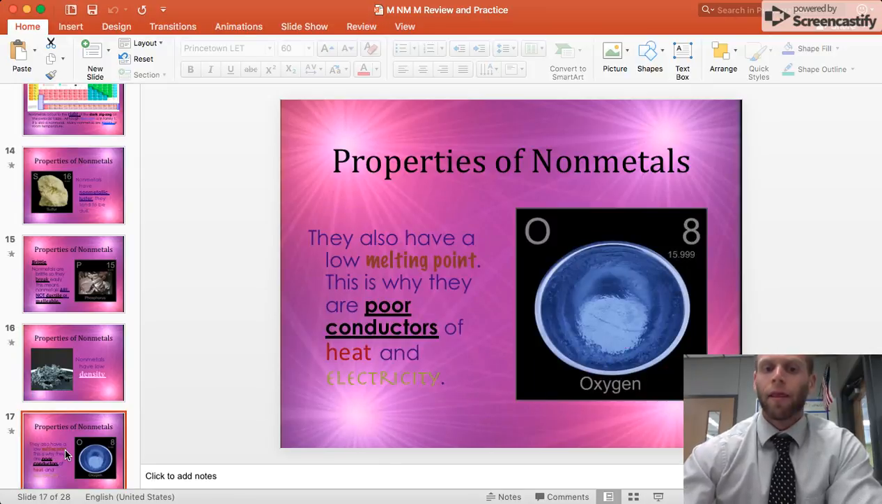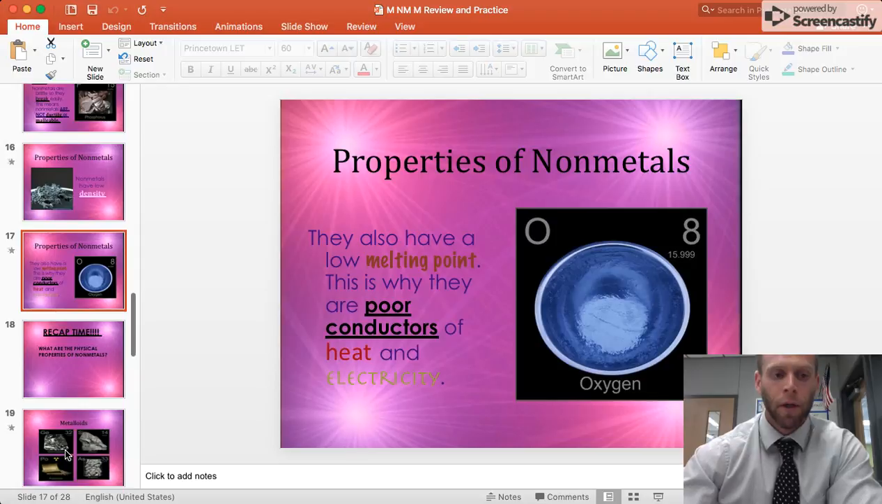And they also have a low melting point. They are also poor conductors of heat and electricity. They do not conduct heat and electricity well at all.